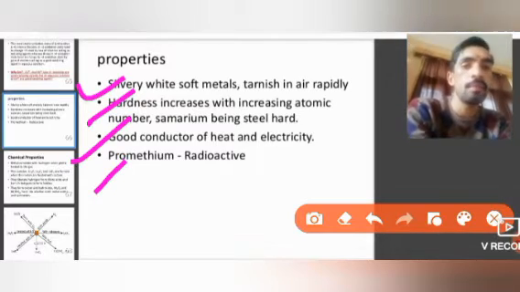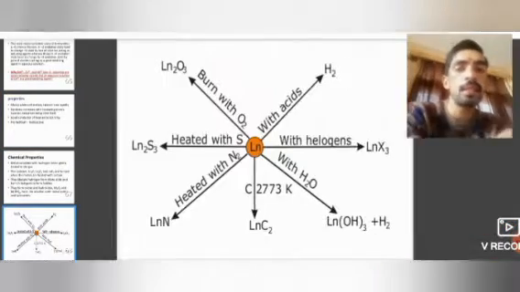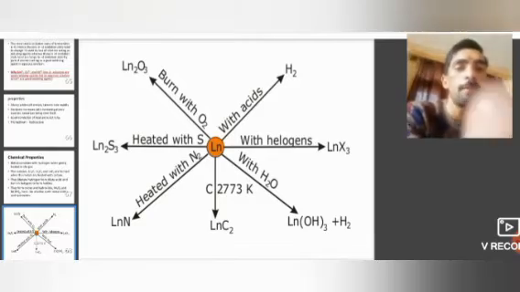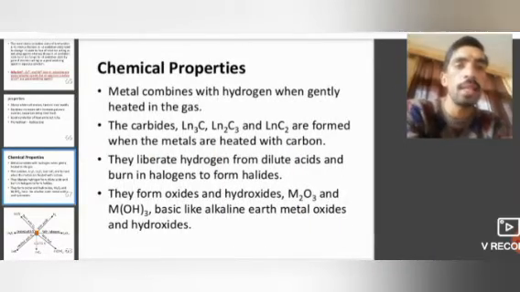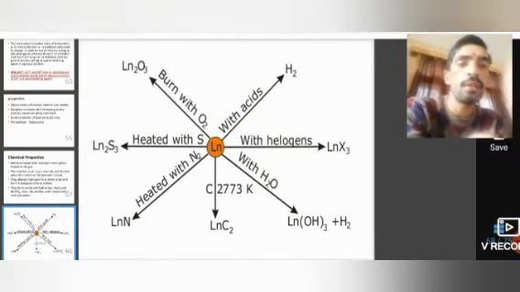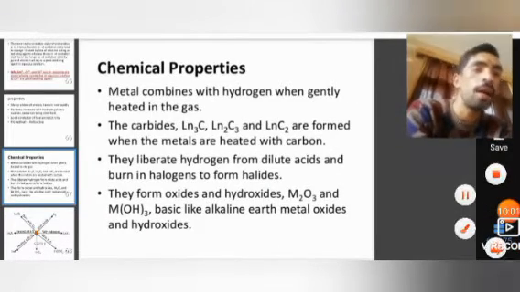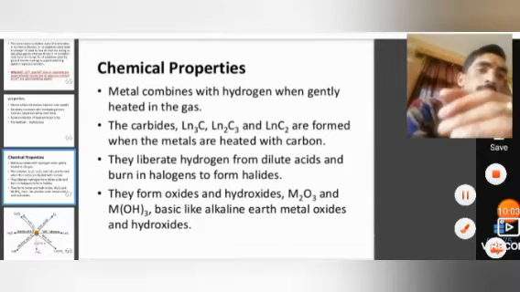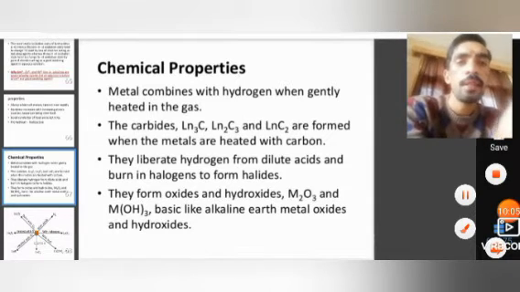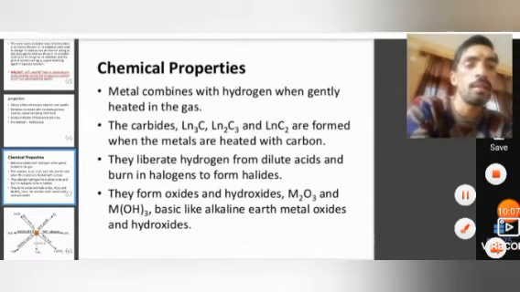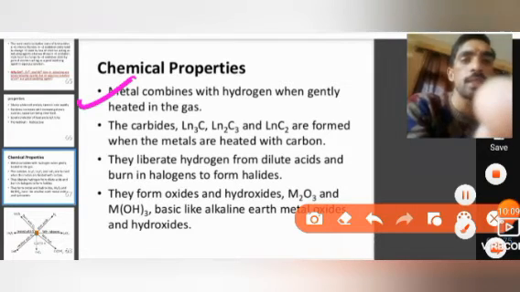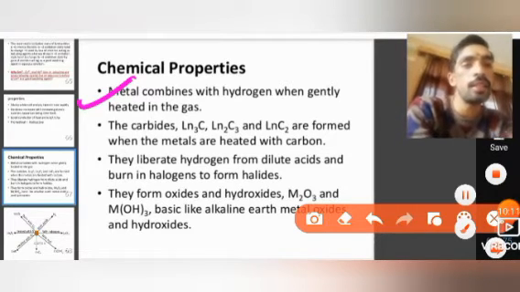Promethium is radioactive. If we talk about basic chemical properties, with oxygen it forms oxides, with hydrogen it forms hydrides, with sulfur it forms sulfides, very simple. With water it forms hydroxide, and with metal it produces hydrogen gas. Generally, in chemical properties, the metal combines with hydrogen when gently heated in the gas.